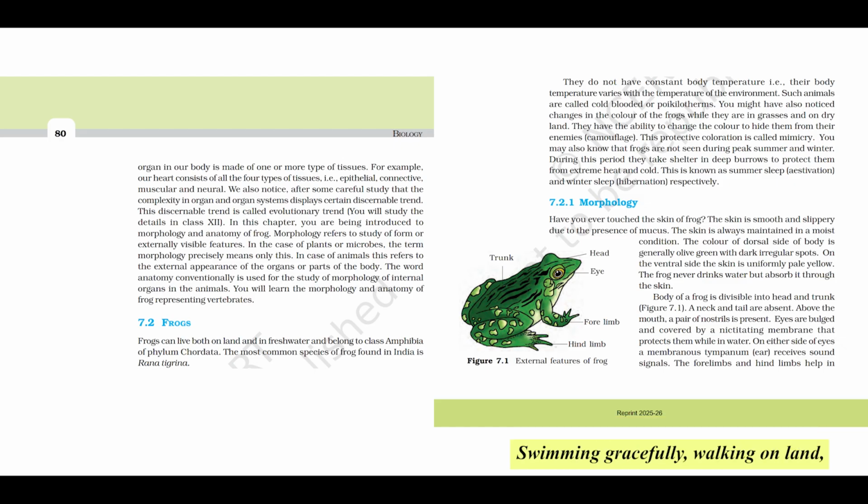Swimming gracefully, walking on land, making powerful leaps, and burrowing into the ground for shelter. Crucially, the hind limbs have webbed digits, meaning the skin stretches between the toes, forming a paddle-like structure, like a flipper. Okay, so that helps with swimming. Exactly. This webbing greatly enhances their efficiency in swimming, allowing them to propel themselves powerfully through water.